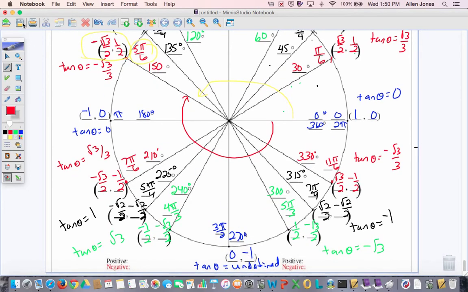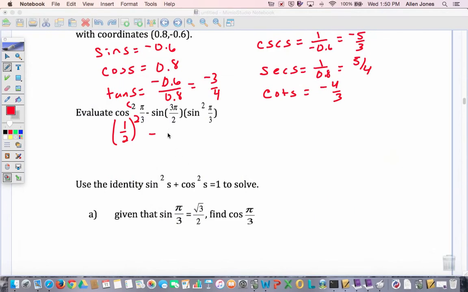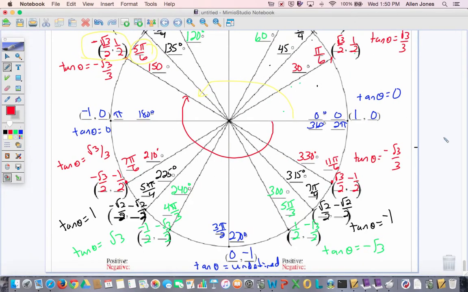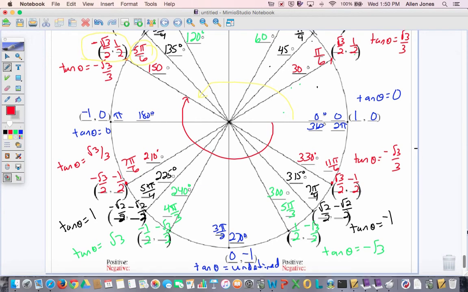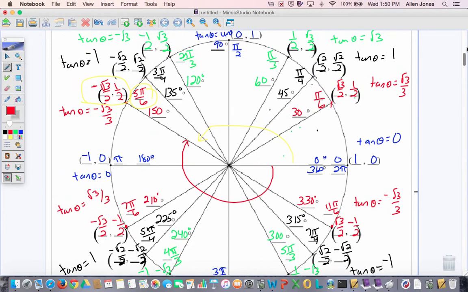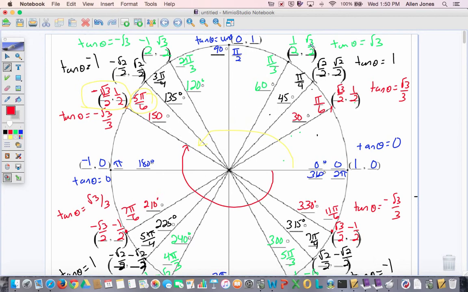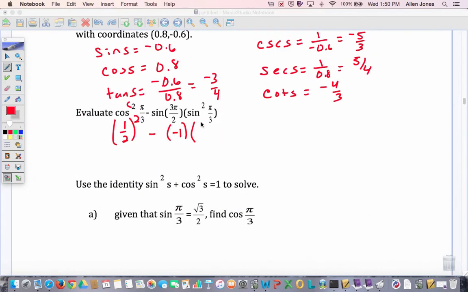So I'm going to go back down here to 3 pi over 2, which is down here at 270 degrees. The sine is the y coordinate, so it's negative 1. Making that substitution then, I have negative 1. And I'm going back to pi over 3 for the sine value, and I'm going to slide up for that. So sine of pi over 3 is right here. Sine is the y coordinate, so it's square root of 3 over 2.